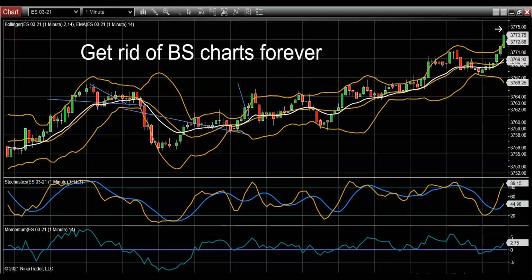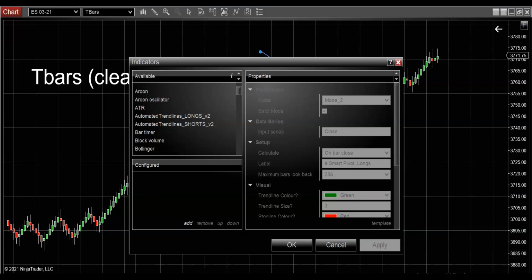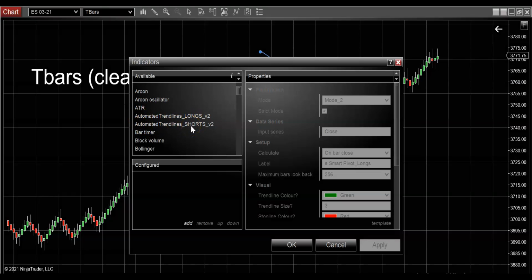It's just a mess. Okay, now let me show you the way that I've programmed a simple drawing tool. In fact, when you go to your list, you're going to see it right here in the display. Can you guys see that? It says automated trendline longs and automated trendline shorts.